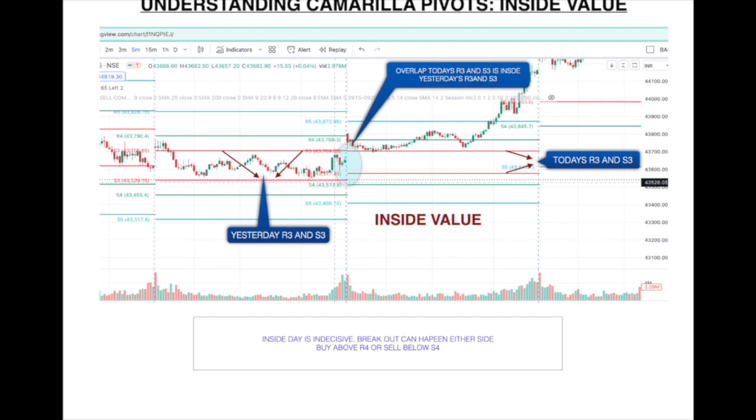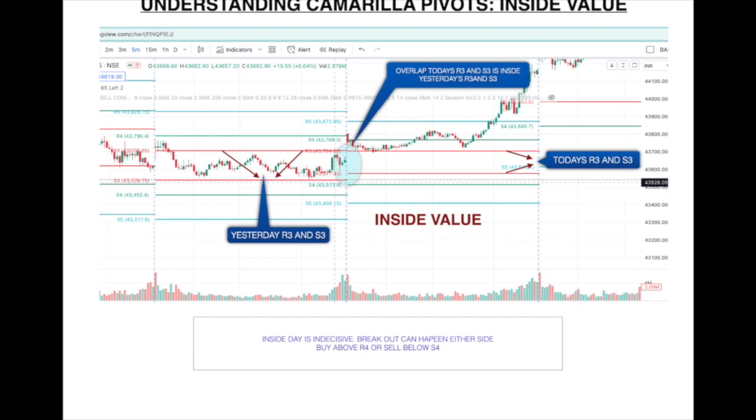So let us assume the market opens between R3 and R4. In that case, the best thing that can happen is that whenever a clear breakout happens above the high of the opening, then you can go for a long. That is also a very good risk reward ratio.